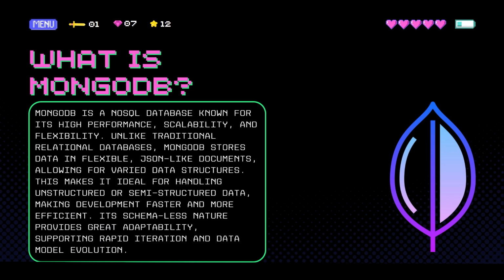MongoDB is a NoSQL database known for its high performance, scalability, and flexibility. Unlike traditional relational databases, MongoDB stores data in flexible, JSON-like documents, allowing for varied data structures. This makes it ideal for handling unstructured or semi-structured data, making development faster and more efficient. Its schema-less nature provides great adaptability, supporting rapid iteration and data model evolution.